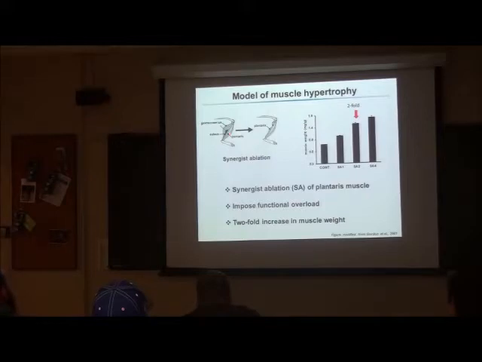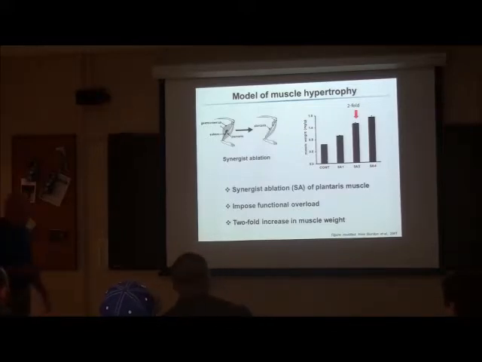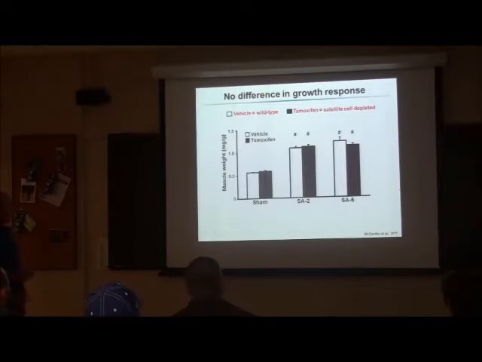In any case, this is just a cartoon of that same process, leave behind the plantaris. Here you have muscle weight control. This is synergist ablation, SA, after 1 week, 2 weeks, 3 weeks. And so what you can see is there's almost a twofold increase in muscle mass within 2 weeks. And so we said, this is the most robust model of hypertrophy that we're aware of, animal model. So if there's ever a requirement for satellite cells, you would think you would need it using this model. So here's the results.